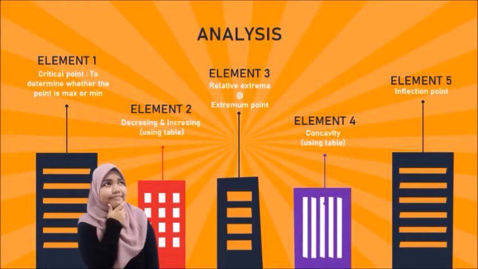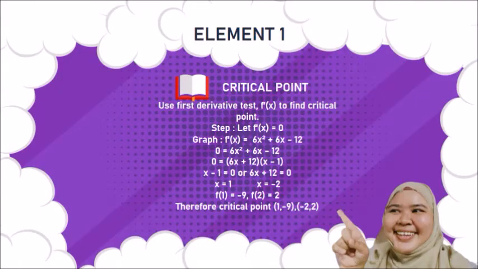For element 1, critical point. Element 2, decreasing and increasing. Element 3, relative extrema or extremum point. Element 4, concavity. Element 5, the last element, is inflection point. Element 1. How to find critical point?